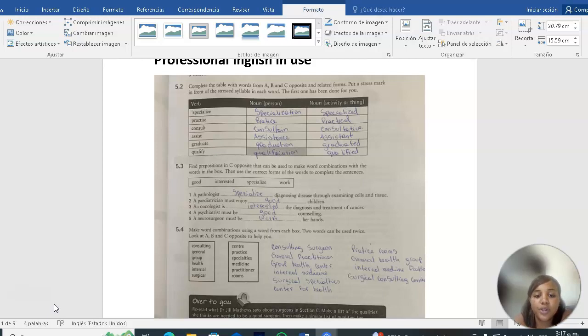Make word combinations using a word from each box. Two words can be used twice each. Look at A, B, and C opposite to help you. Consultative surgery, general practitioners, group health center, internal medicine, surgical specialist, center for health, practice rooms, general health groups, internal medicine practice, surgical consultative centers.